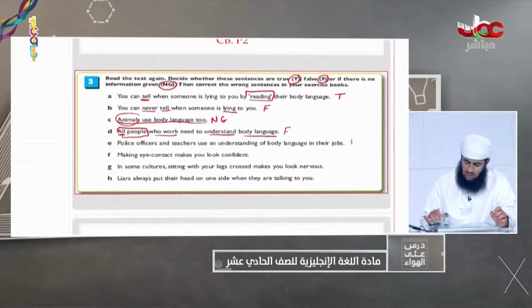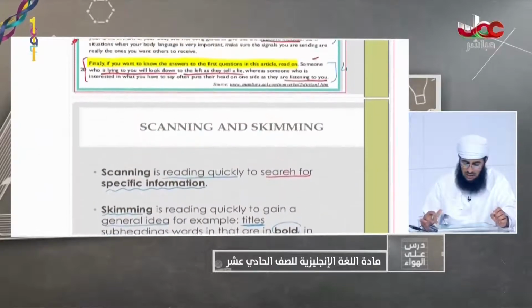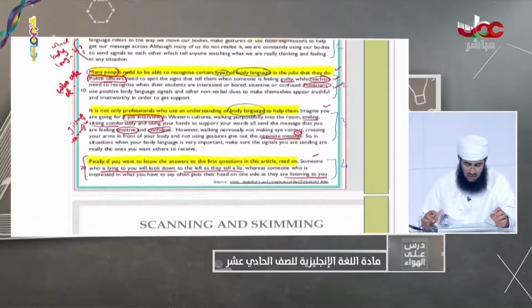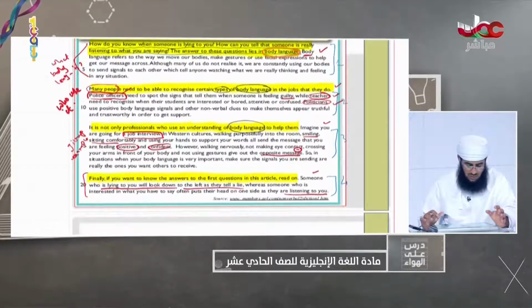Police officers and teachers use an understanding of body language in their jobs. We have 2 examples there. Of course, making eye contact makes you look confident. He's speaking about eye contact. Where do we have eye contact? This is why I need to underline the most important vocabulary items in the text, so I can easily go back to where eye contact is mentioned. Of course, it is mentioned in paragraph number 3. Okay, so here we have the word, where is it? Positive, confident.